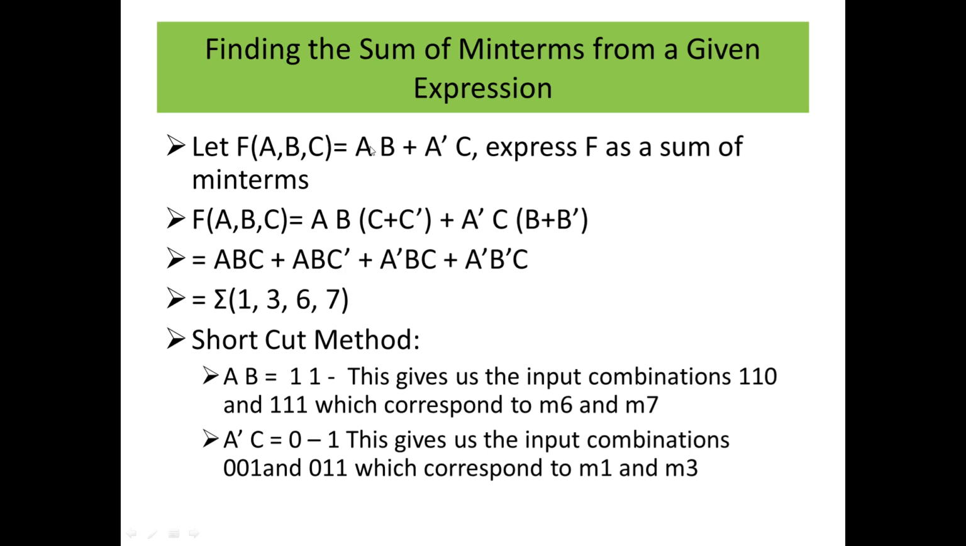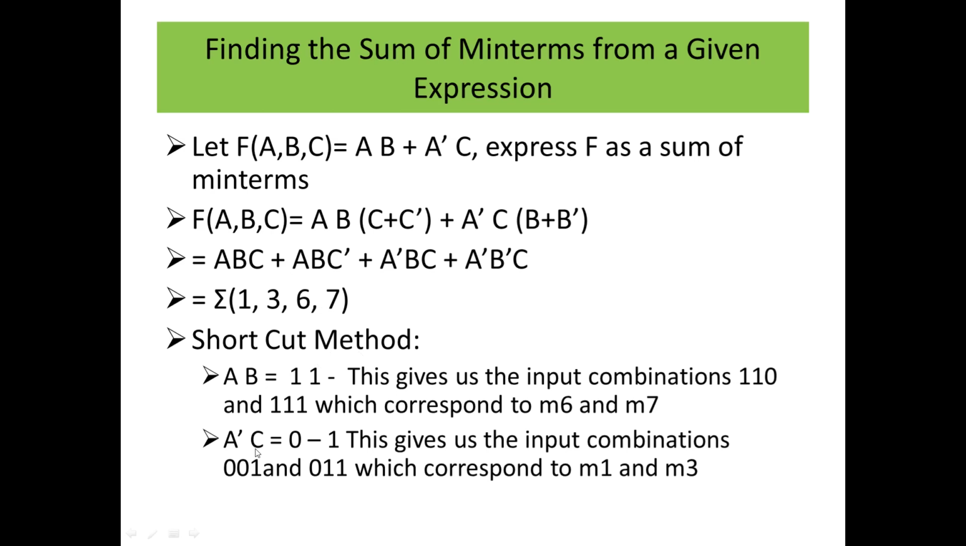Students, I repeat once again, AB is a product term, not a min term because the C variable is missing. A bar C is a product term but not a min term because B is missing. Now I have to express this in min terms. C is not there, so C plus C bar I have to write. B is not there, so I write just B plus B bar, and just multiply it and then give it in the shape of sum of min terms.